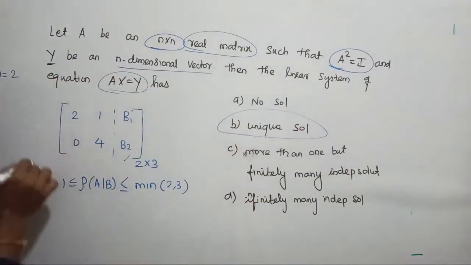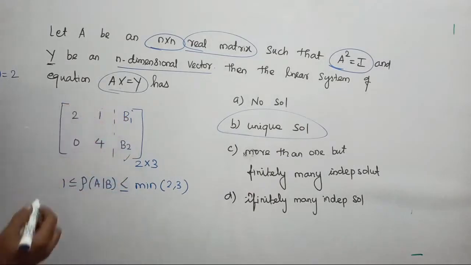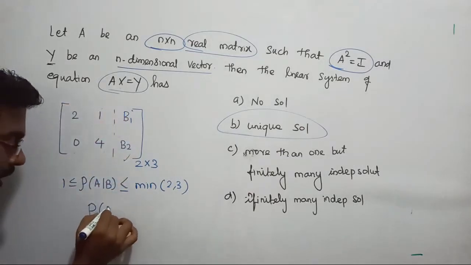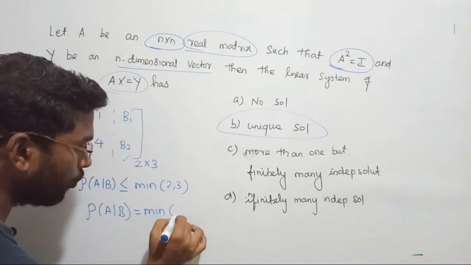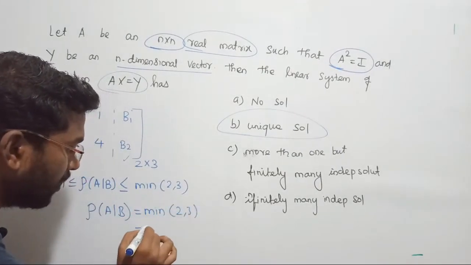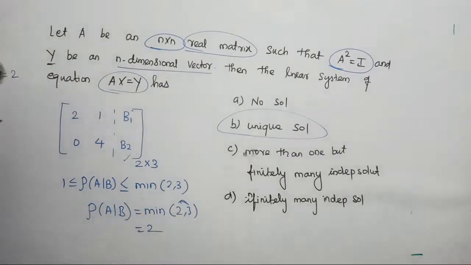Since in my question my determinant is not equal to 0, I can make rank of AB equal to the minimum value of 2, 3. Minimum value of 2, 3 is 2 only. Of these two, who is the minimum value? 2, right? 2 is less than 3, sir. So answer is 2. Already A is 2, AB is 2.